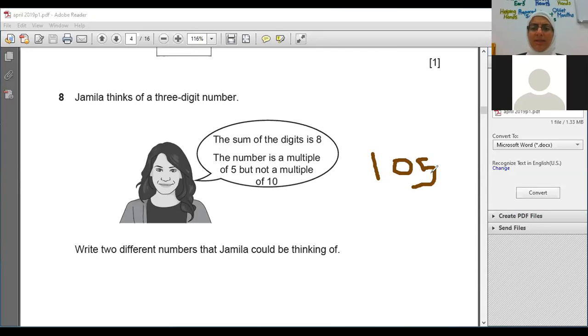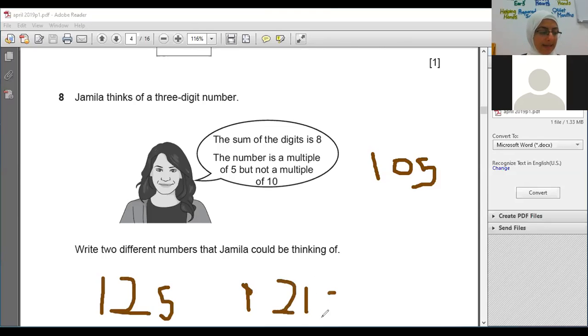We have another number, which is 115. When you add the digits of 115, the sum is 7. So what is the best answer for this question? The best answer is 125, and 100, sorry, it's 215. And the last, it could be also 305. Okay, so why is this the right answer?